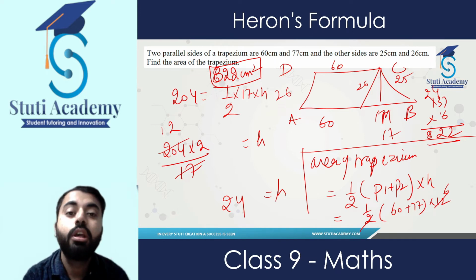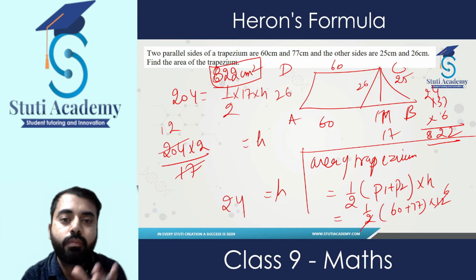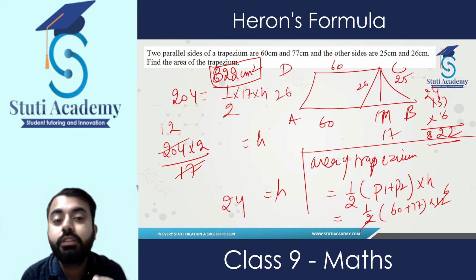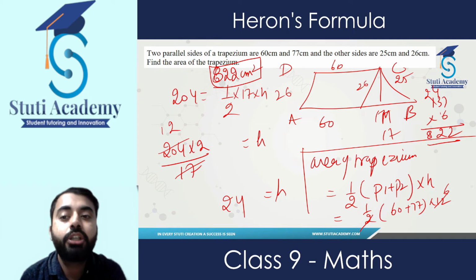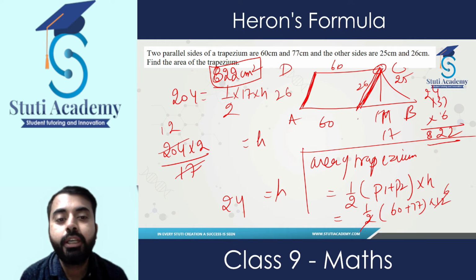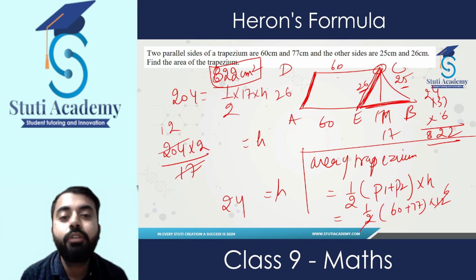you just have to pick any vertex of any non-parallel side, and draw a parallel side to the other non-parallel side. I picked my C vertex, I chose this one, I drew a line parallel to AD. If I had drawn this, I got my CE was 26, my CB was 25, and my EB, what will that be?